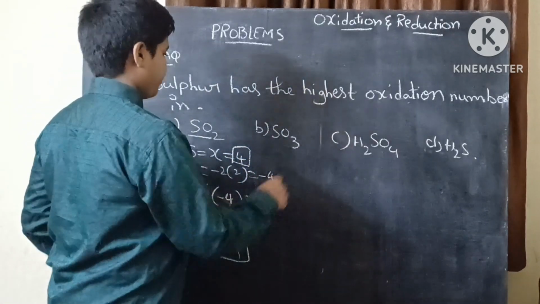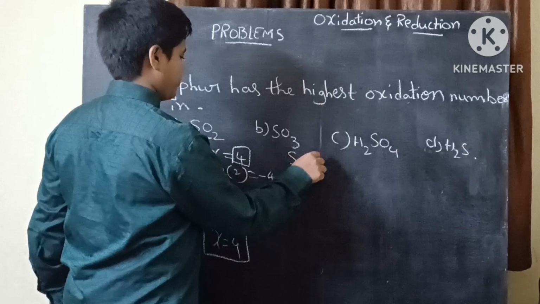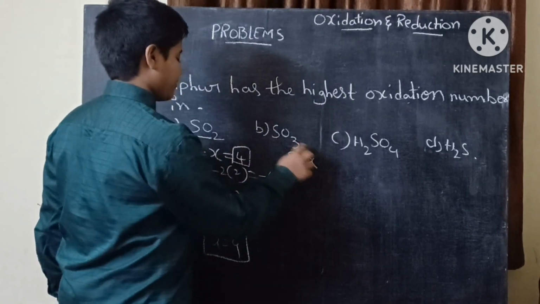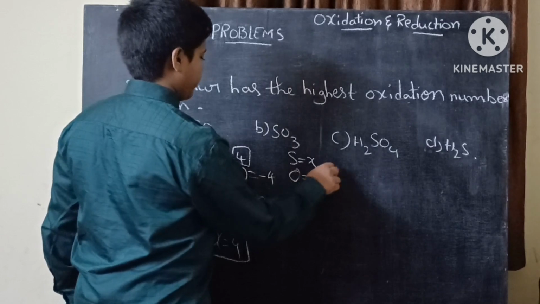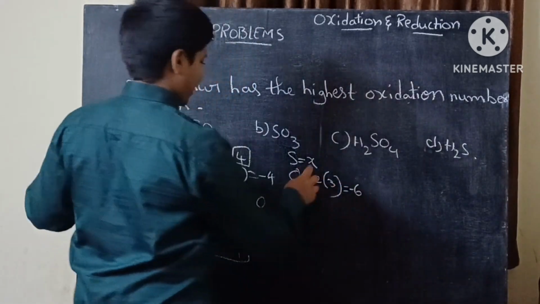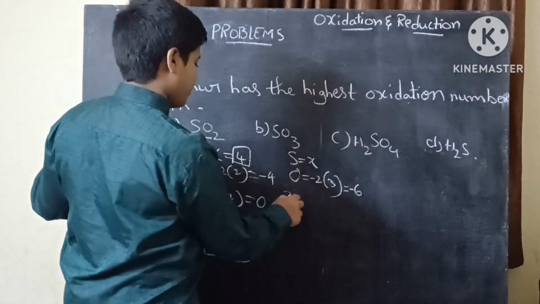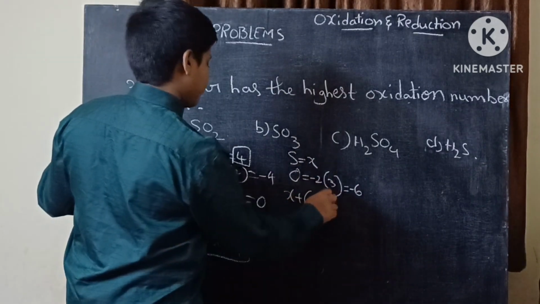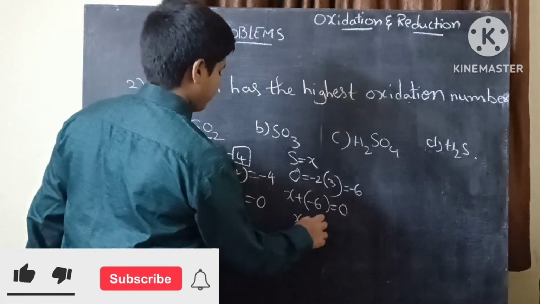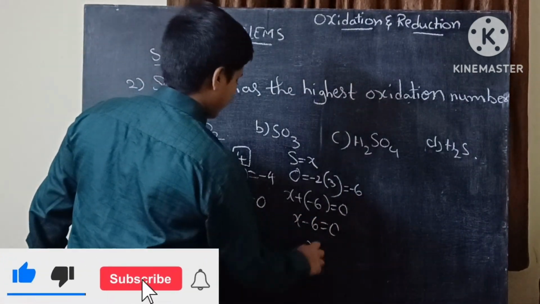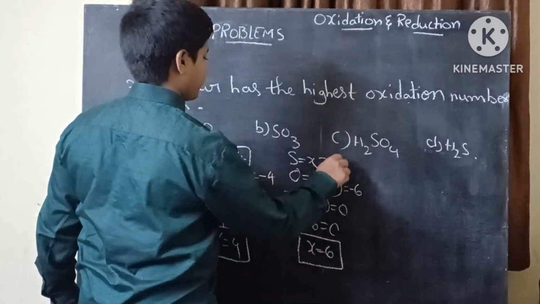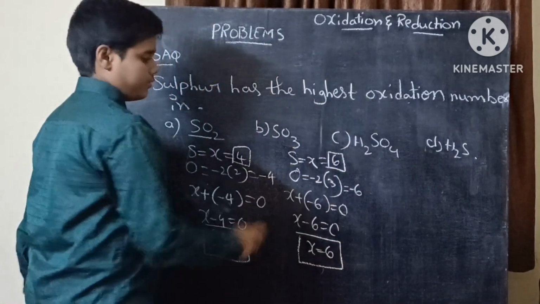And if we see option B, I am taking sulfur as X, and one oxygen is minus 2. There are 3 oxygens, so minus 2 into 3 becomes minus 6. We add these two oxidation numbers: X minus 6 equals 0, and here X equals 6. So the sulfur oxidation number is 6 in this compound.